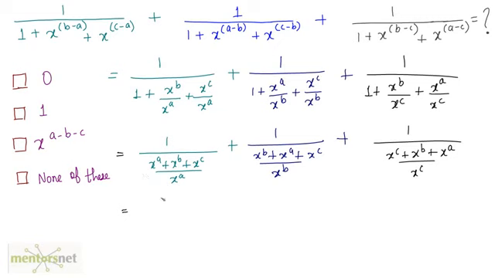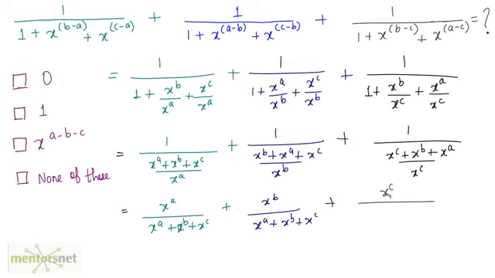This is equivalent to x raised to power a upon the denominator x raised to power a plus x raised to power b plus x raised to power c, plus the second term is x raised to power b upon, we can rearrange the denominator, it is x raised to power a plus x raised to power b plus x raised to power c, plus the third term I have x raised to power c in the numerator, in the denominator I have x raised to power a plus x raised to power b plus x raised to power c.